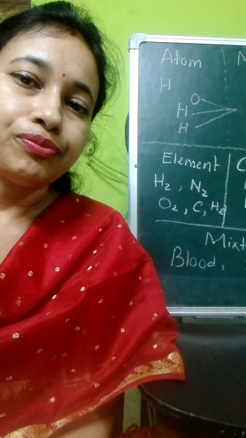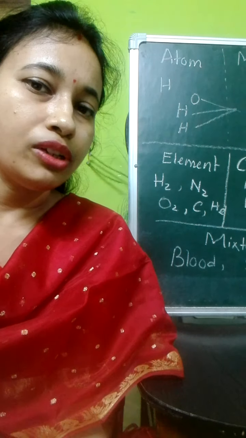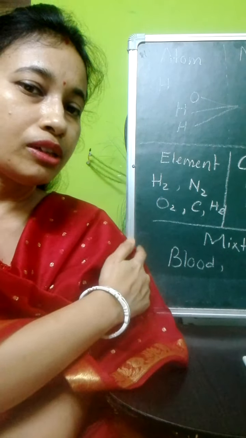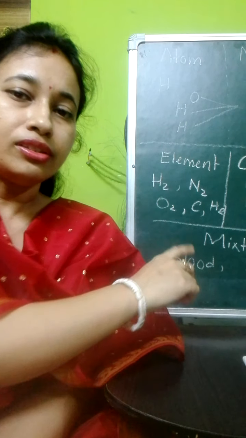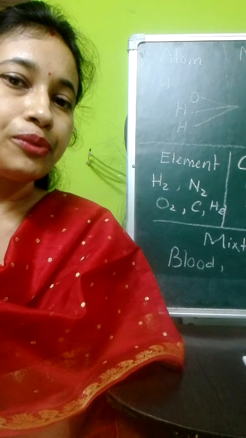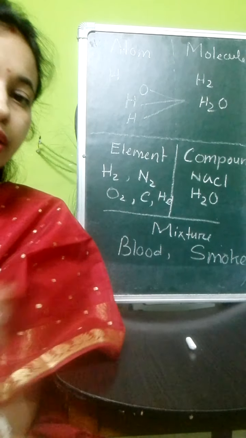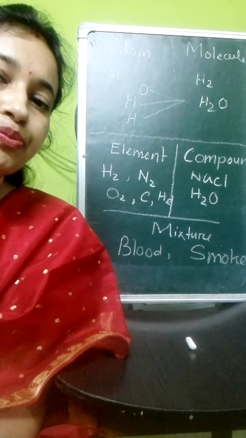Elements are those things which are made up of, as I told you, the same kind of atoms. You can see here we have two categories. They are pure substances, and all pure substances can be classified into elements and compounds.